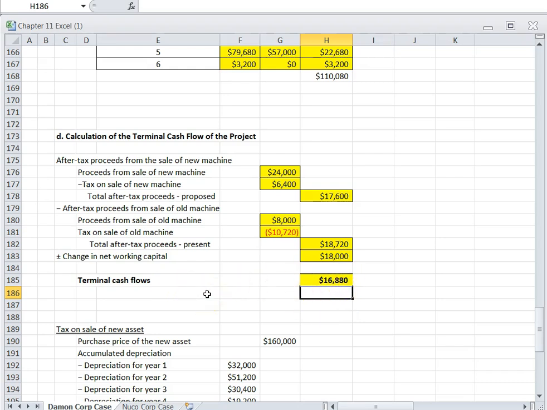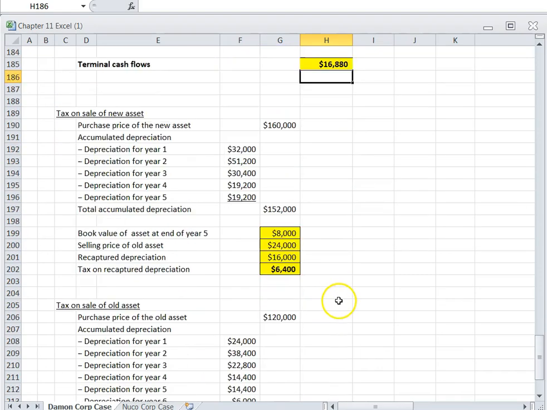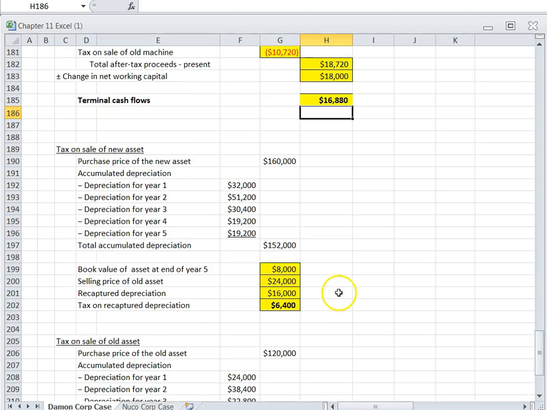So then this gives us our new terminal cash flow. So what it's basically saying is that we're getting money from the sale of the new machine, and we want to take away from that what we would have gotten from the sale of the old machine and see the difference between the two, because that's what's incremental, that's what's relevant. We add back our change in working capital and we get a total terminal cash flows. All right. Okay. And that's how you solve this problem.